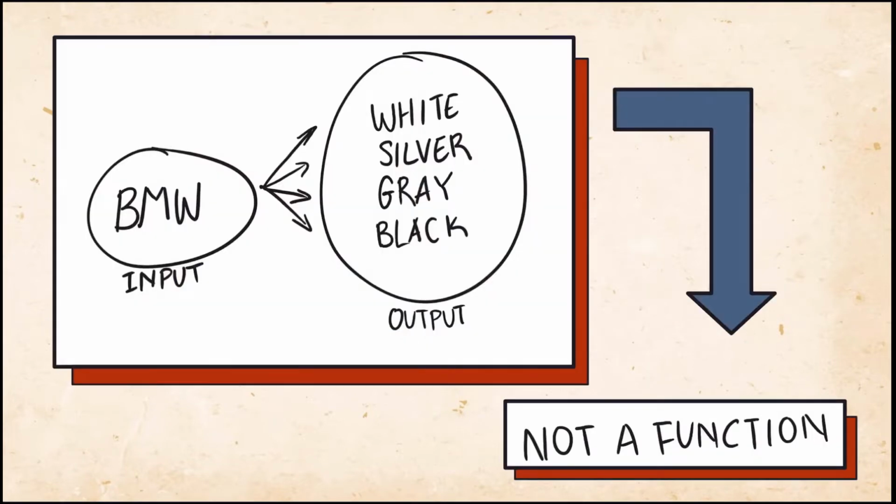Another way to see this is through using cars as an analogy. Let's say the input is a BMW, a car brand, but there isn't just a single color of a BMW car. There are multiple colors of a BMW. For this reason, although there is a single input, there are the outputs of a white car, a silver car, a gray car, and a black car too. This makes it not a function.